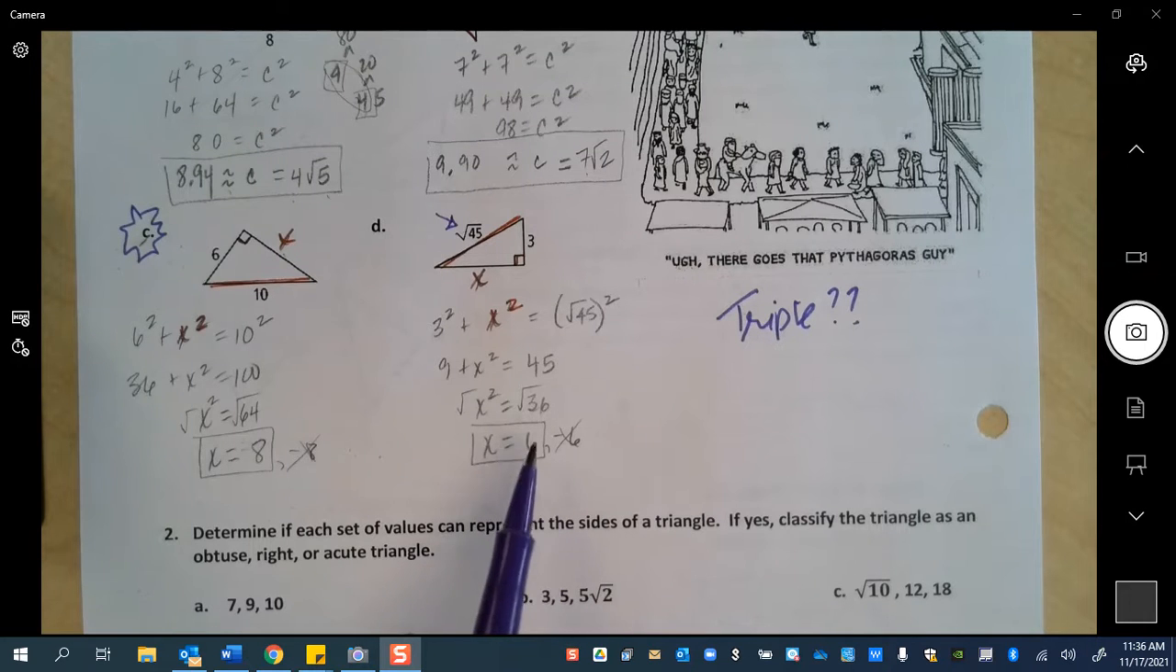Not just 6. So 6 is a natural number. It's a counting number. It's good. That's a whole positive value. So that definitely is cool. So is 3. Root 45. It ruins it for the rest of us.